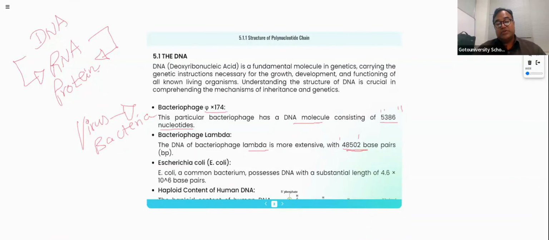In Escherichia coli, there are 4.6 times 10 to the power of 6 base pairs, right? So the haploid content of the human DNA, if you are talking about the haploid content of the human DNA, is having half of the parental DNA. Who is having half of the parental DNA?